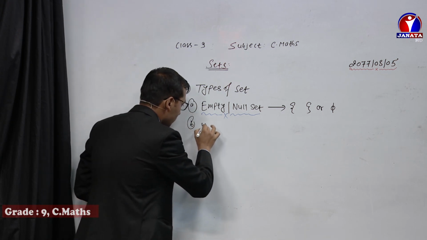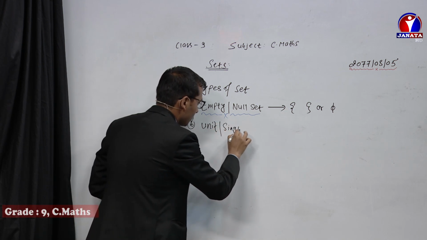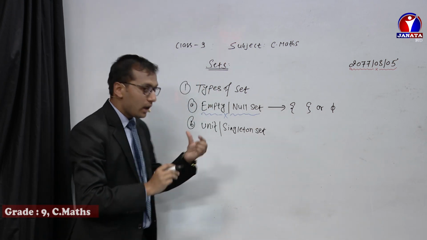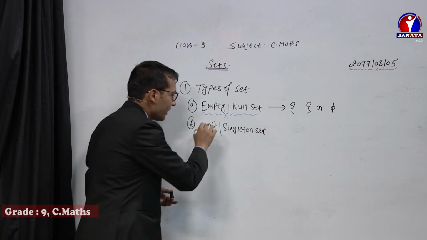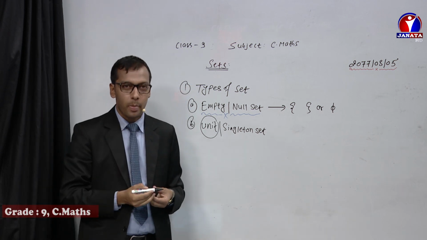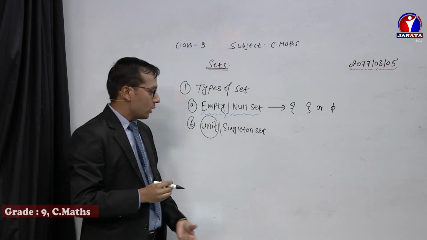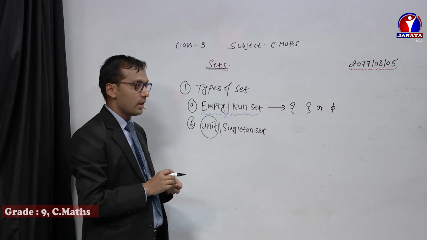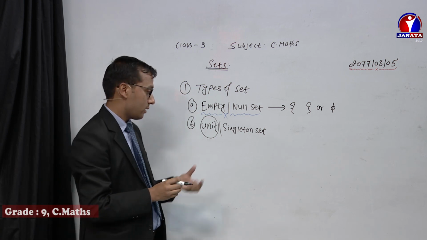Similarly, let me move on to the next one. What is a unit set, or singleton? Okay, so let me explain now what a unit or singleton set is. Again, it's clear from the word. Can you just imagine what the meaning of unit is? Can you just guess what the meaning of singleton is? Its meaning is, if a set consists of only one element, it is called a unit set.